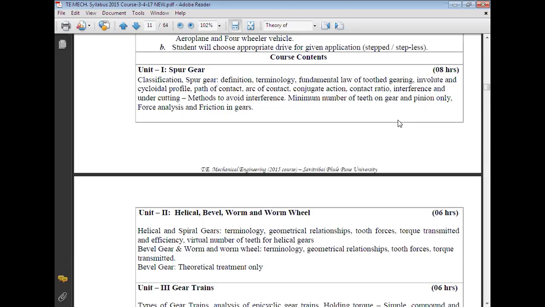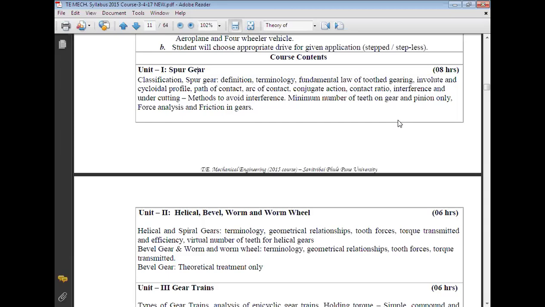Next is force analysis and friction in gears. So what are the different forces which act on the spur gear, and what are the different frictions or friction forces applicable on the spur gear, that we are going to see. So this is what we are going to study in unit number 1.